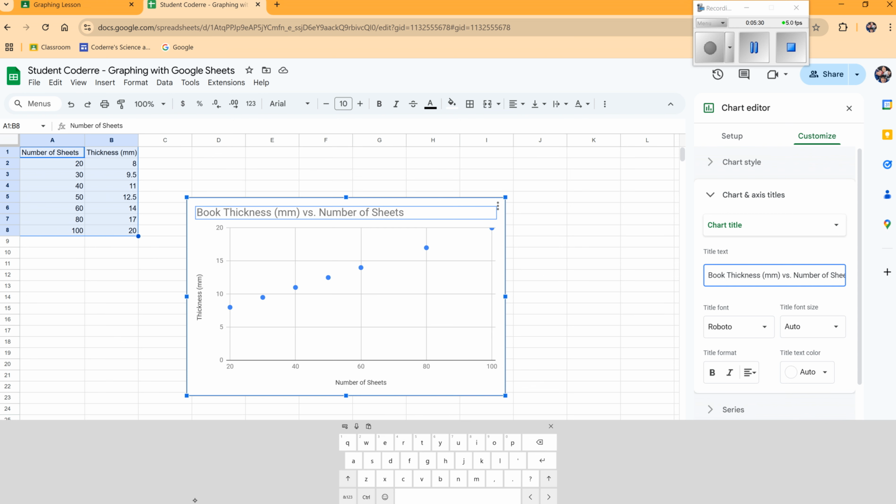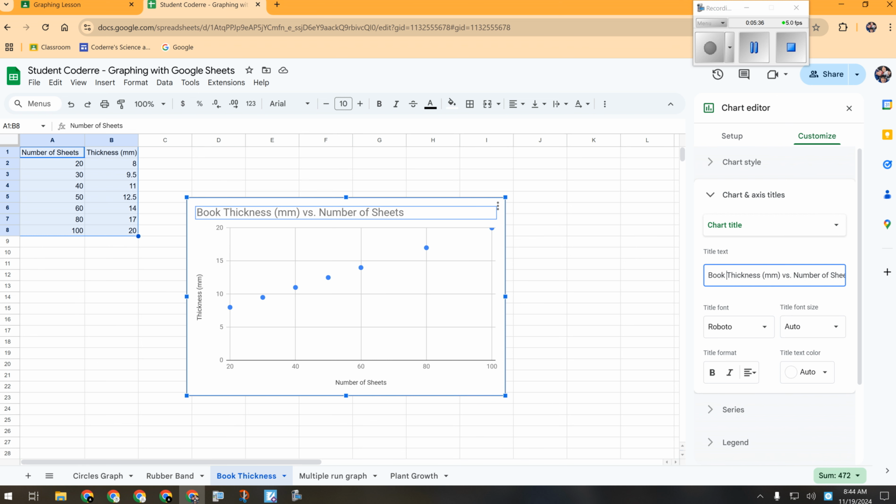It's just not very descriptive. So I'm going to say book thickness in millimeters versus the number of sheets. At least then we know we're talking about a book. When you do that, it automatically updates the graph.